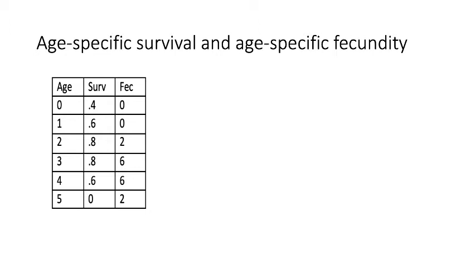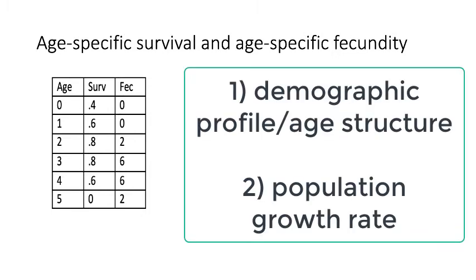Our interest in age-specific survival and age-specific fecundity has to do with how these numbers correspond with two things: a population's demographic profile, or age structure, and a population's growth rate, and in particular, how specific mutational changes to age-specific fecundity will affect the population growth rate.